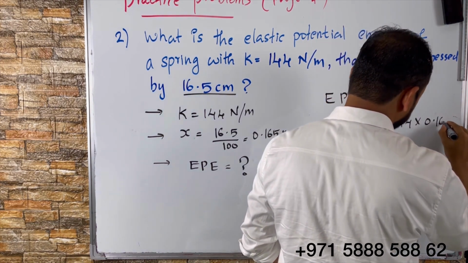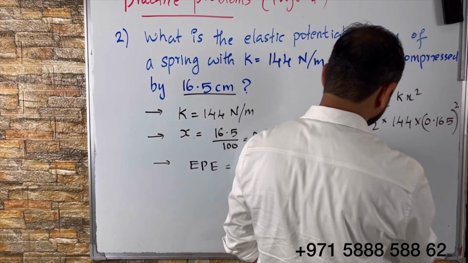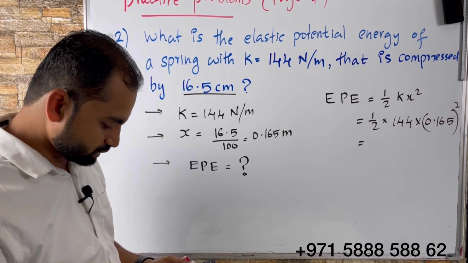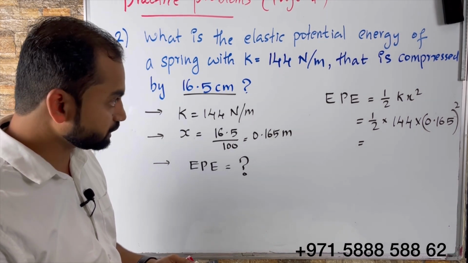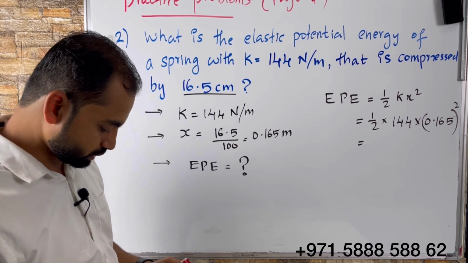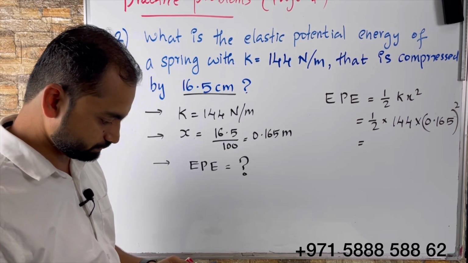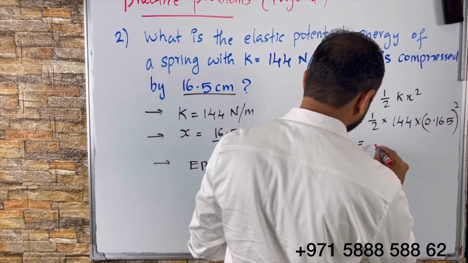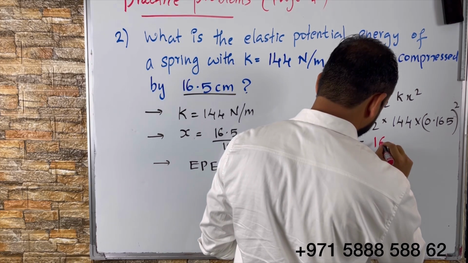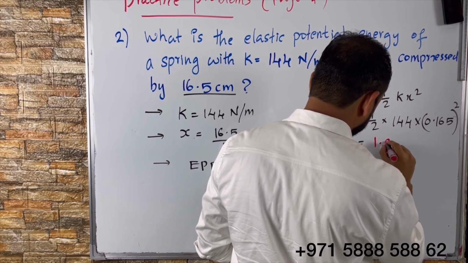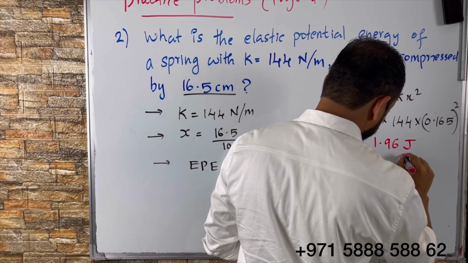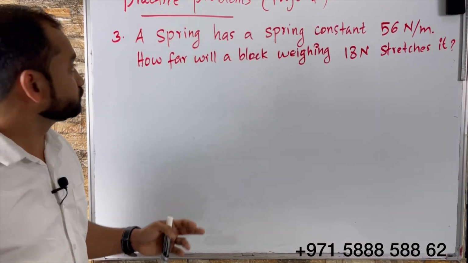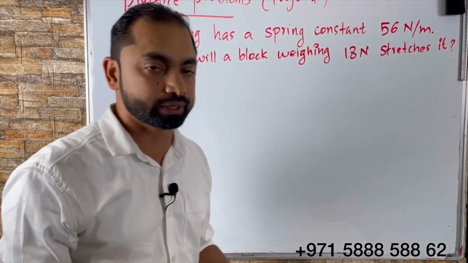multiplied 0.165 squared, which equals 0.5 multiplied 144 multiplied what? 0.165 squared, 1.96. So 1.96 is joule, right? Joule is the SI unit. 1.96 joule. Joule is the SI unit for all types of energy and work. So this is the question number 3 from practice problems.